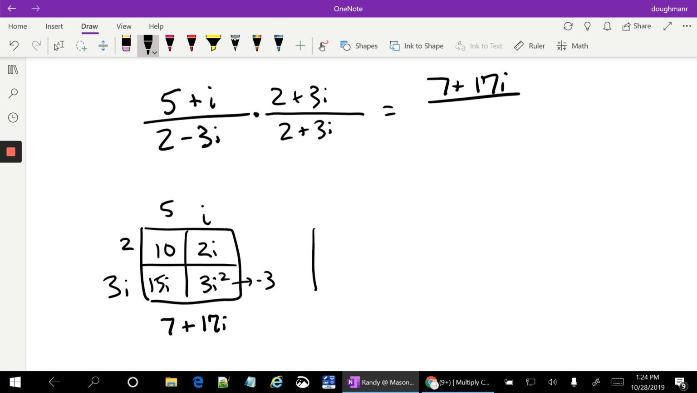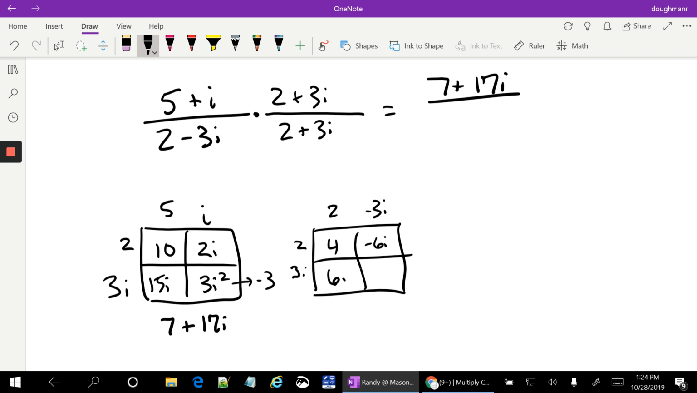And then my denominator, well, I could just jump to the end, but I'm just going to go ahead and walk through it again. So 2 times 2 is 4. 2 times negative 3i is negative 6i. 2 times positive 3i is 6i. Those two terms go away. Negative 3i times positive 3i is a negative 9i squared, but i squared is negative 1, so that becomes 9. And now I know that I have 4 plus 9 or 13.